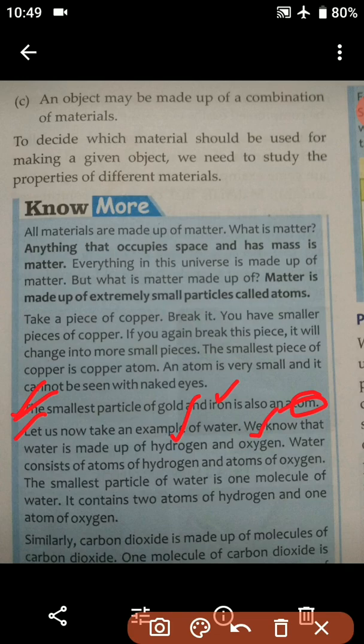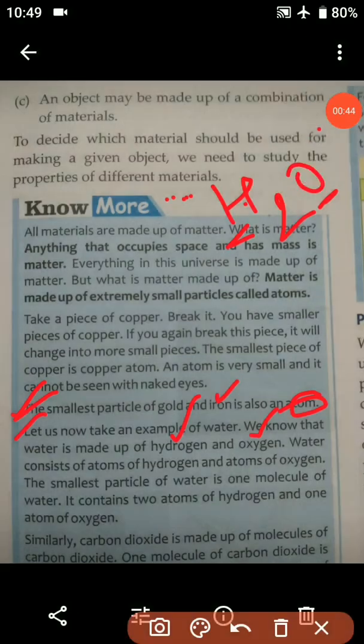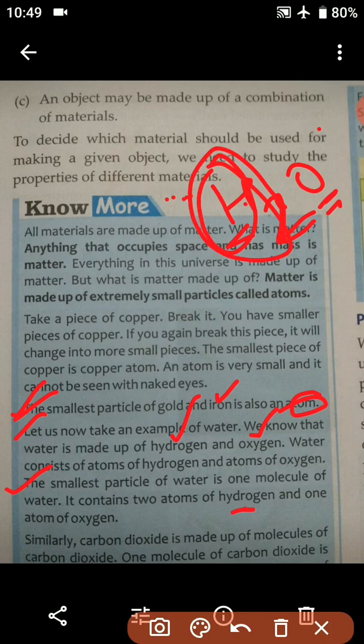So the formula of water is H2O, right? Water consists of atoms of hydrogen and atoms of oxygen. That means it consists of small particles of hydrogen and also small particles of oxygen. So the smallest particle of water is one molecule of water. It consists of two atoms of hydrogen and one atom of oxygen.